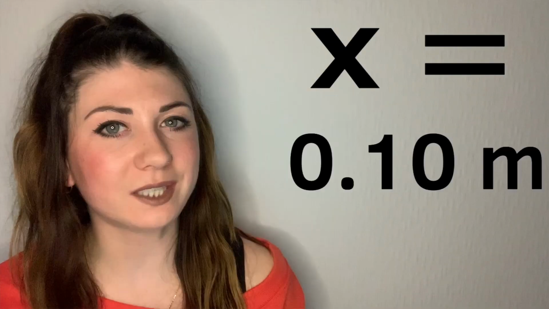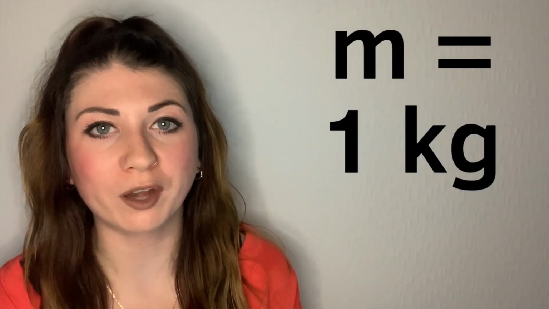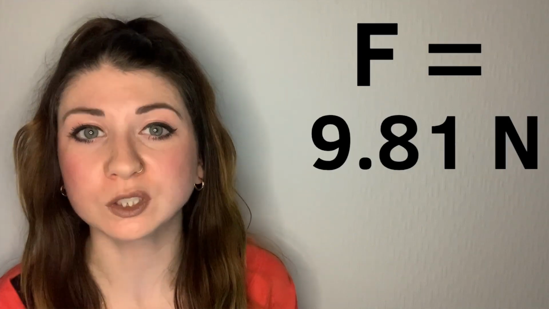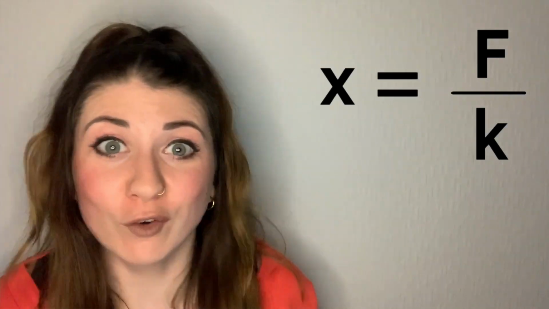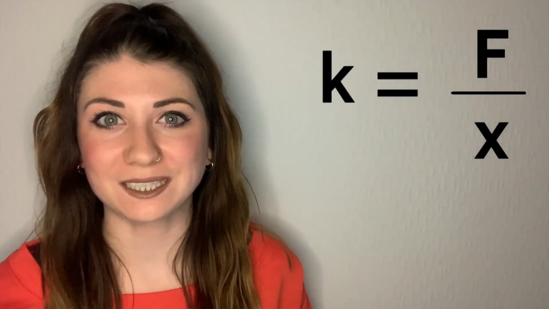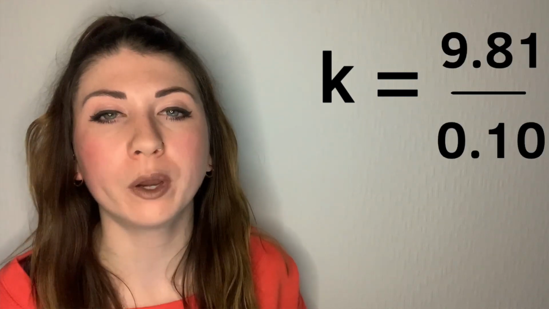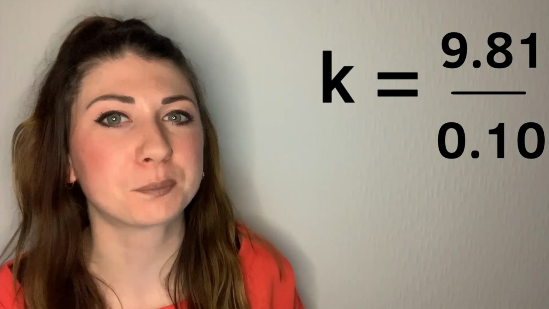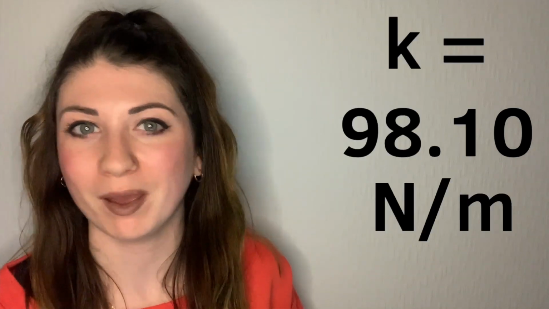Go on then, let's try work out a spring's k value. Let's say we already know we want to stretch the spring by 10 centimeters, so 0.1 meters. Then we apply a mass of, let's say, 1 kilogram. So we've applied a force of 9.81 newtons. We rearrange the equation to get k equals F over x. So we have 9.81 divided by 0.1. So this spring has a spring constant of 98.1 newtons per meter.